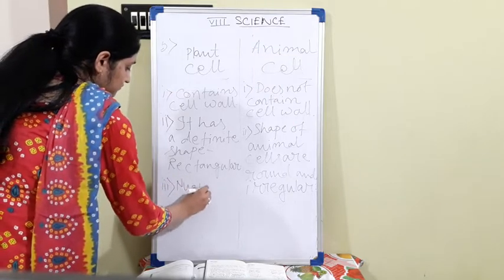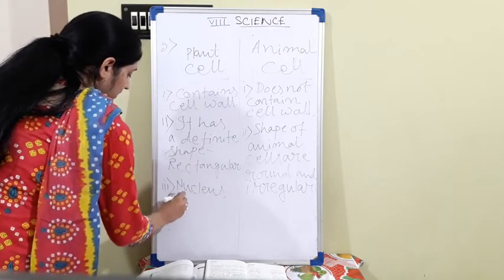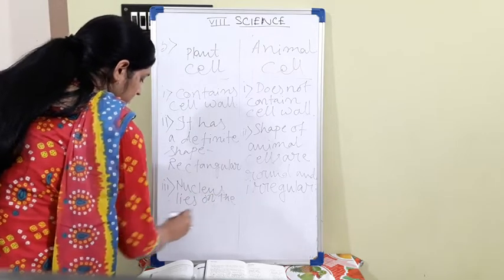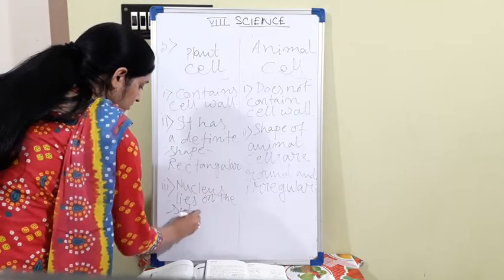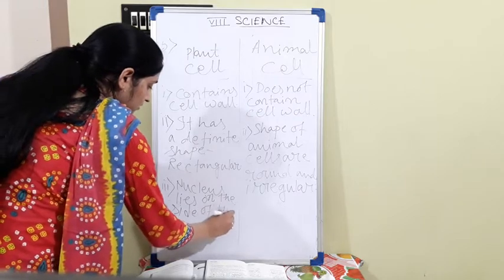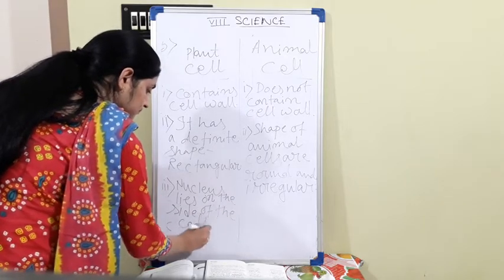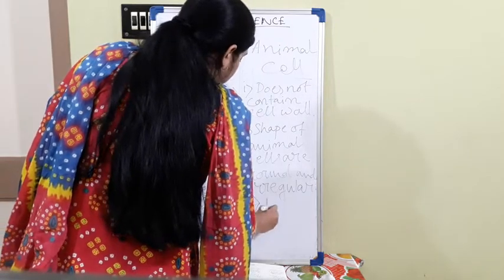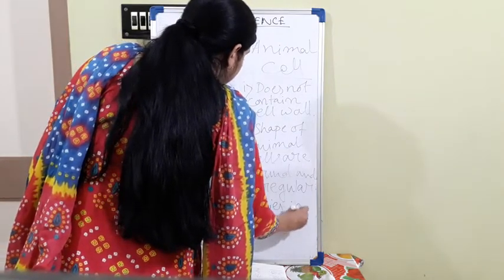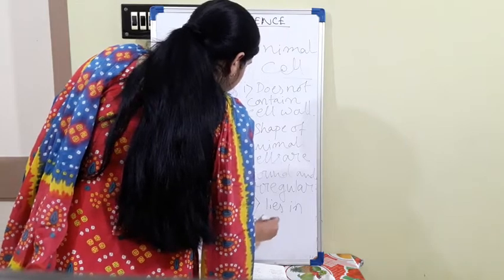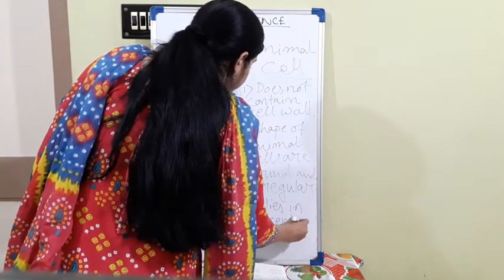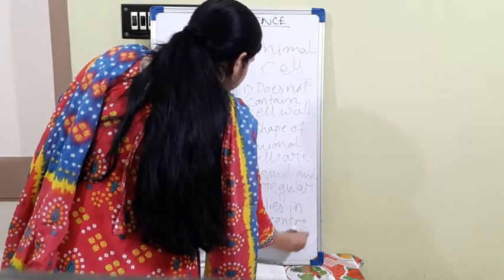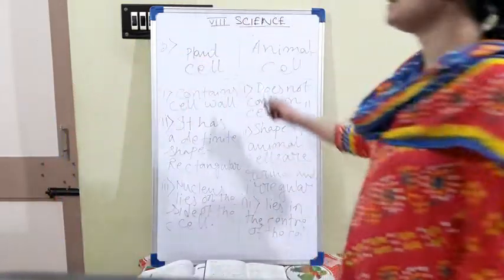Nucleus lies on the side of the cell in plant cells. In animal cells, it lies in the center of the cell. Okay. So plant cell and animal cell.